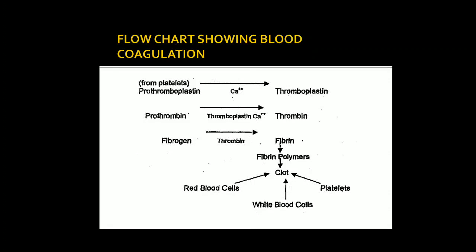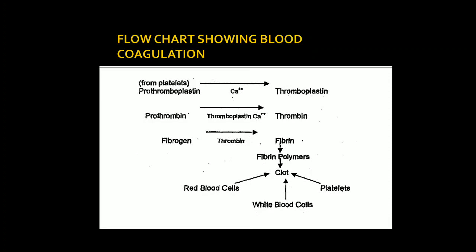In this, calcium ions are very important, which help in blood clotting. If you remember, when blood is donated and kept, calcium ions are removed from it. Why? So that the blood may not clot. So calcium ions are very important for blood clotting.